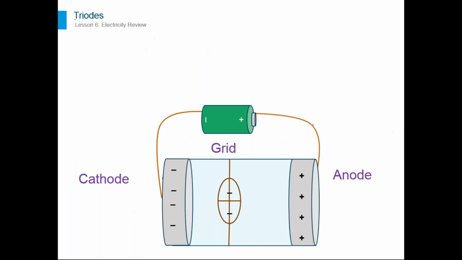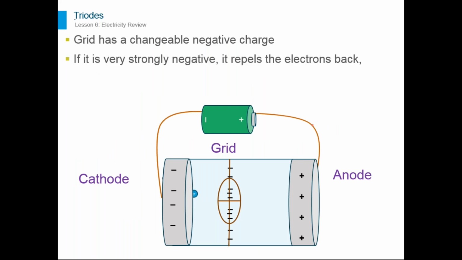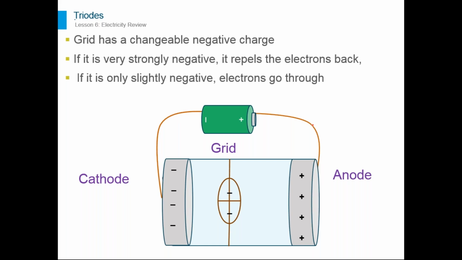In addition to diodes, there are also triodes, which have an extra feature. A grid in the middle has a negative charge, and the strength of that negative field can be adjusted. By making it very negative, it prevents electrons from flowing to the anode. But by making it almost neutral, just a tiny bit negative, it lets lots of electrons flow to the anode.